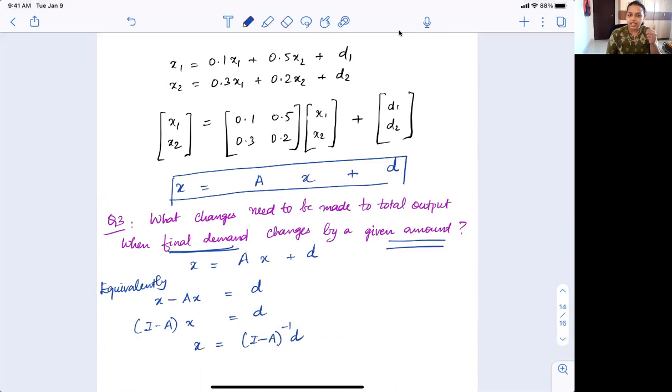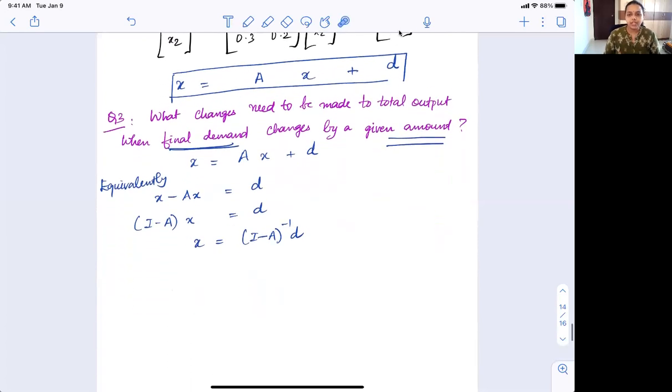So here we have, this one is a little bit different from the other two questions that we've seen. Let's think about it. The final demand is now going to change by a certain amount, and so the output will also have to change in order to meet the changed final demand. Now, how will we compute the change that needs to happen to the total output?